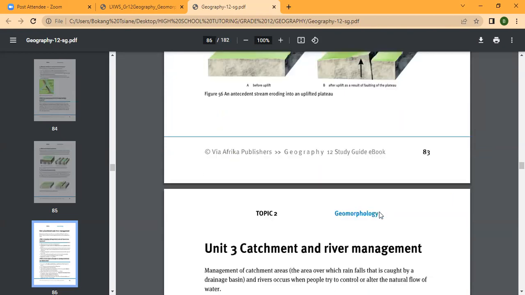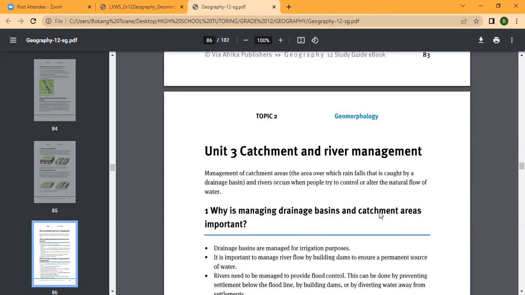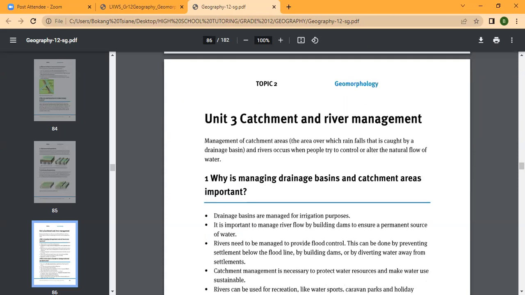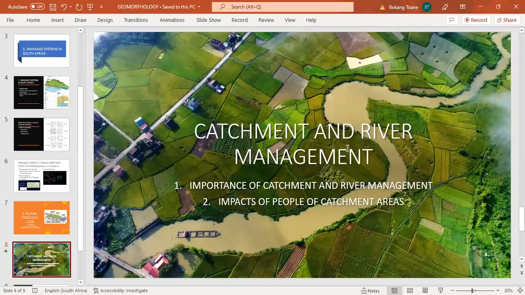And then we have the last part, which is the catchment and river management. With the catchment and river management, we are just doing the importance of catchment and river management, and then we are doing the impacts of people on catchment areas. And we're also going to refer to a textbook for this.